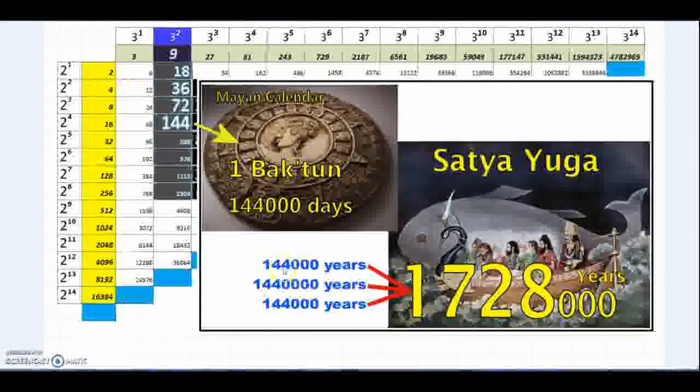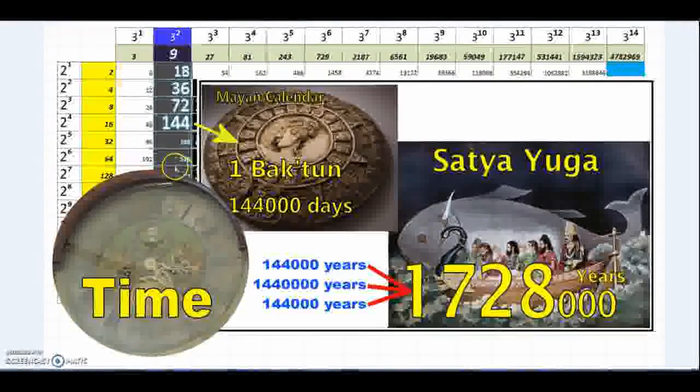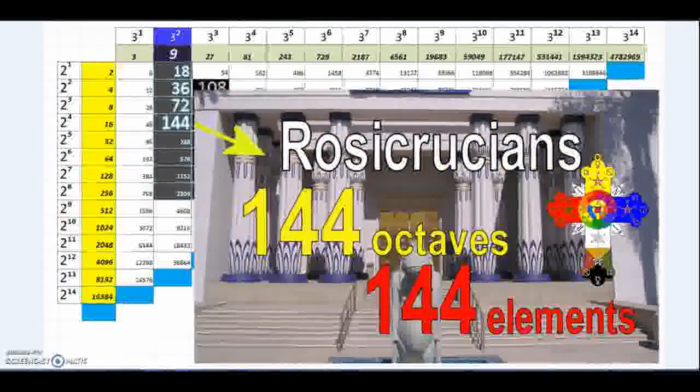And even so, 144 is 12 squared, 1728 is 12 cubed. So there's another thing worth considering. But these are references to time, and we have both in the early Hindu, Indian stories, but also the Mayan. And again, it's crossing cultures. Rosicrucians, 144 octaves and 144 elements.